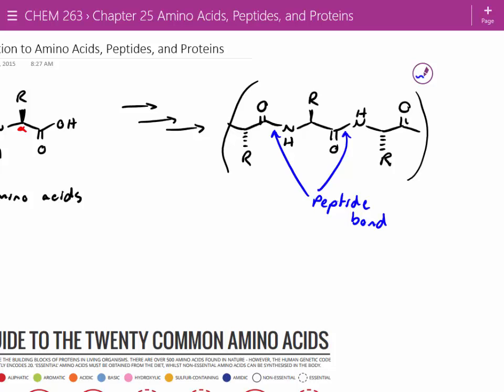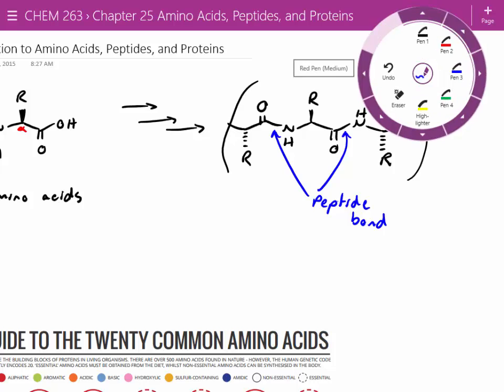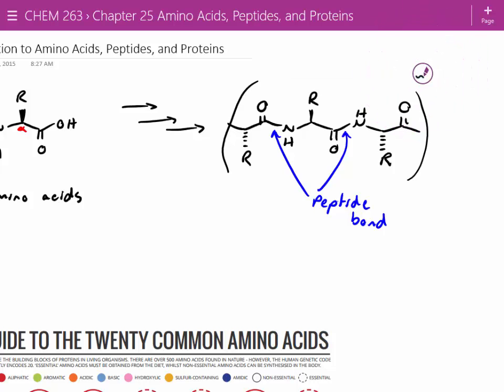It's a bond between two separate amino acids, or even two of the same amino acids, in order to form a polymer. And so we call this a protein, or some people call it a polypeptide. It depends on who's teaching the course.